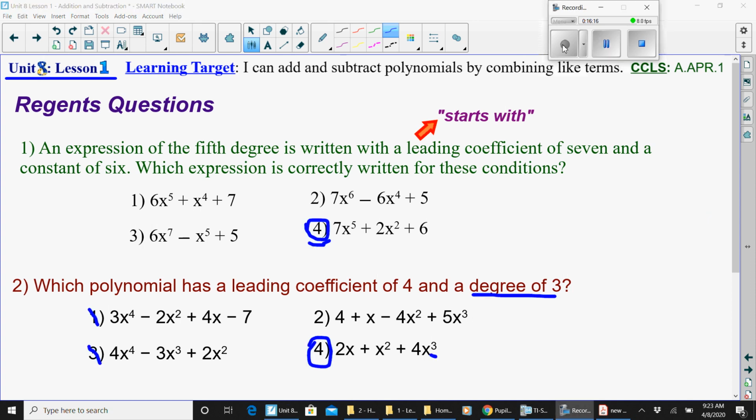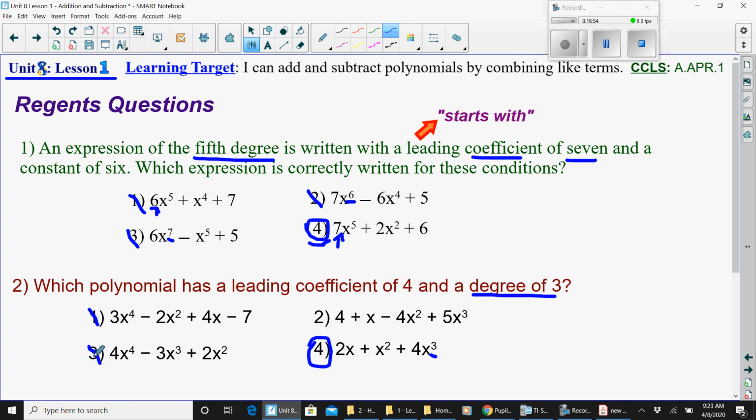Okay, if you pick 4 for both, so you're correct. I'm just going to go over that with you. The expression of the 5th degree. So looking at something that has a 5th degree, this is out immediately. That is 7th degree. This is out immediately. This has the 6th degree. All right, 5th degrees, leading coefficient. That's the number that it starts with, of 7. The leading coefficient has to be 7. That leading coefficient is 7. This leading coefficient is 6. This is out, and that's basically it.